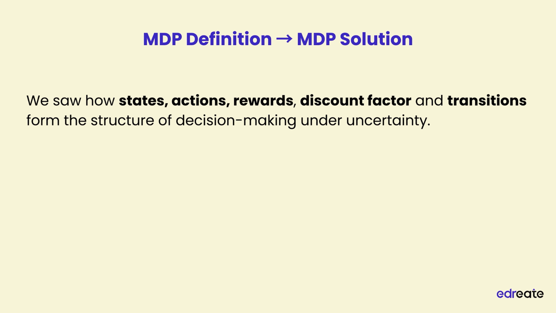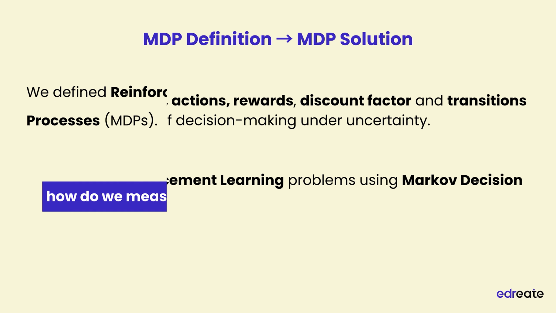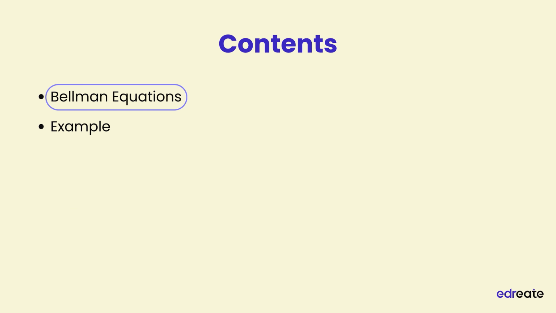We have seen so far that RL is powerful and can solve complex tasks. We also learned the core ideas of RL: state, action, reward, policy, and environment. We now understand how to model problems with MDPs. The next step is to answer a fundamental question. How do we measure the long-term value of a state or an action? This naturally leads into the Bellman equation.